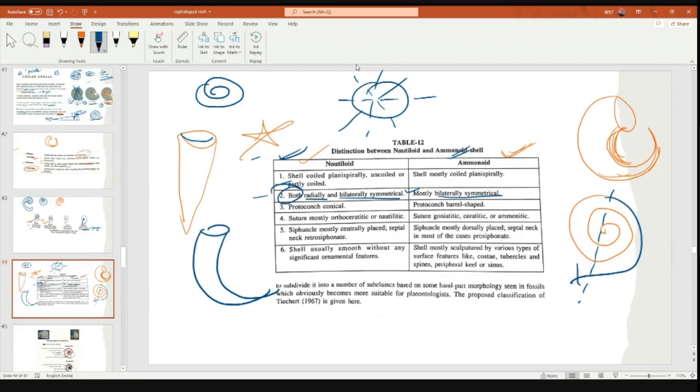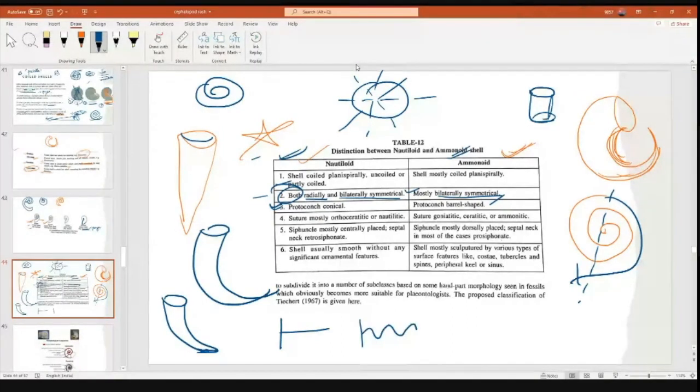And suture, again most important. Sorry, point number three, protoconch is conical. What is protoconch? We already saw protoconch is the initial stage of the shell. So it will be conical. And here protoconch is generally barrel shaped. What does barrel look like? Like this. So here protoconch is barrel shaped. And suture mostly in orthoceras is generally straight and nautilitic. Nautilitic means rounded saddle and rounded lobe, both the saddle as well as the lobe are rounded.